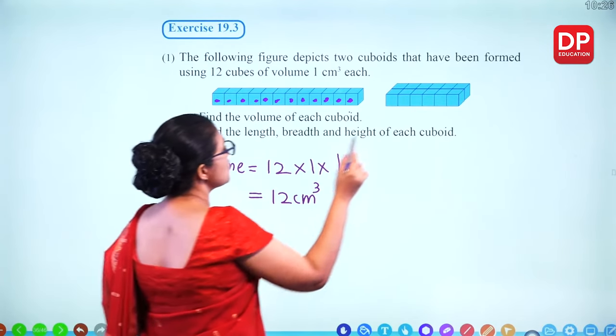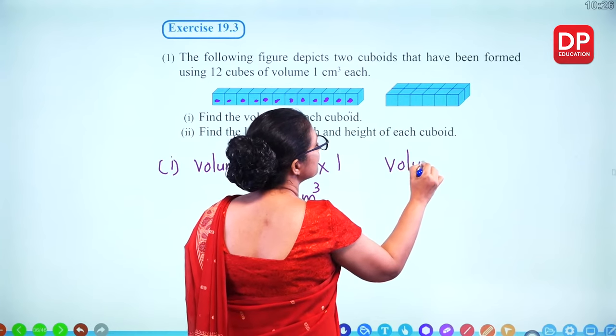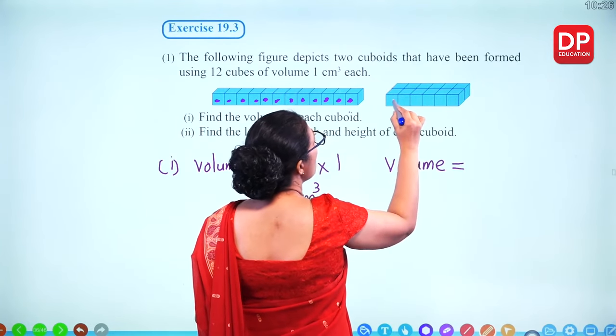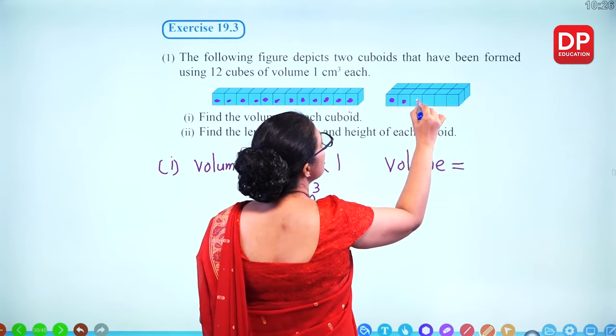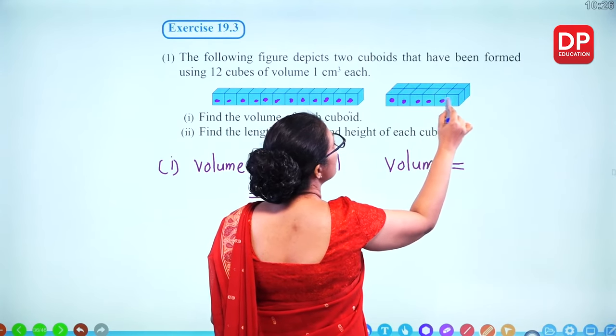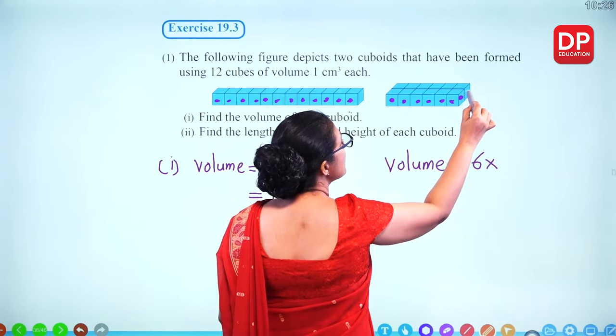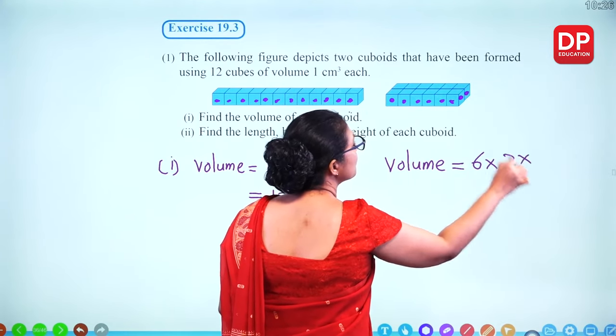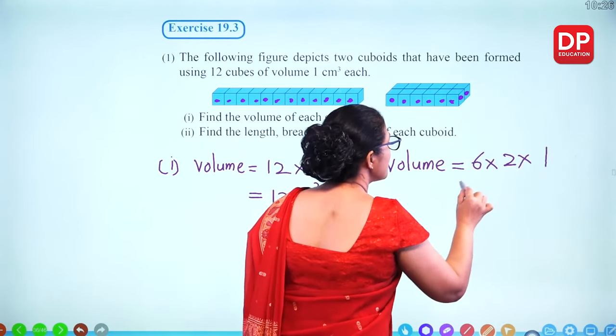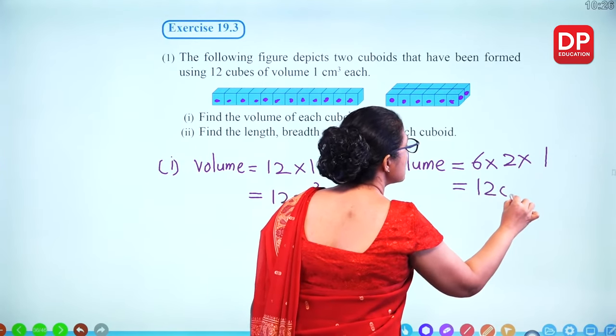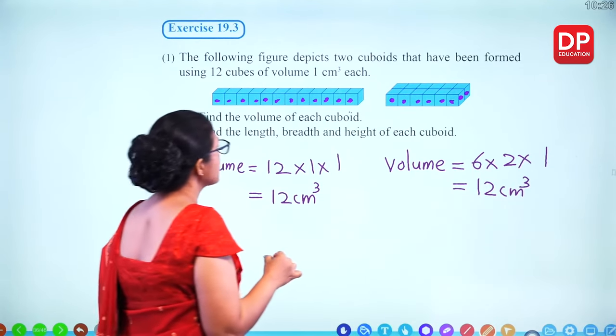If you take this one. 1, 2, 3, 4, 5, 6. Breadth is 2 now. Height is 1. 6 times 2, 12. 12 cubic centimeters.